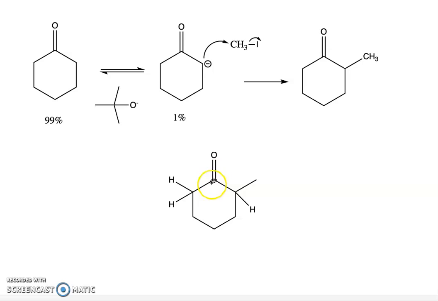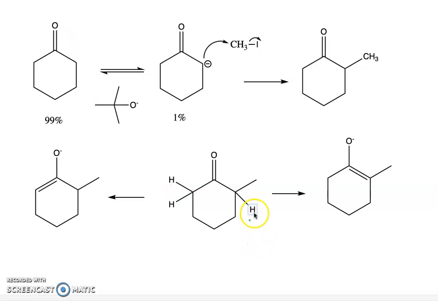Now things are a little bit different for this cyclohexanone derivative because I've got a methyl group on one side. This is actually not symmetric. If I generate the enolate on one side, it's going to be a different enolate than if I generate the enolate on the other side. So if I remove this hydrogen, I end up getting this enolate. If I remove either of these two hydrogens, I get the other enolate.